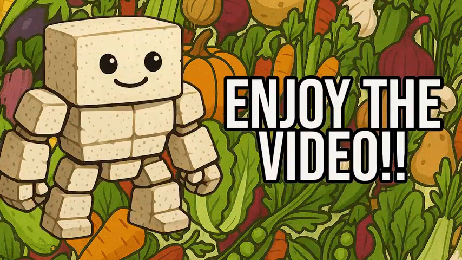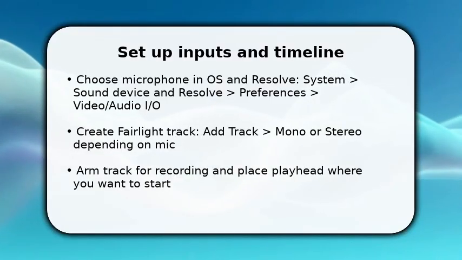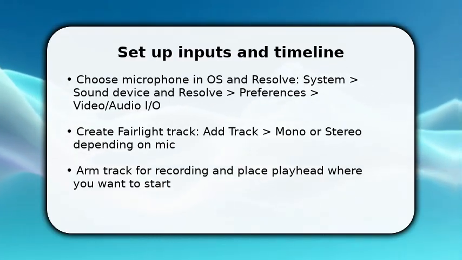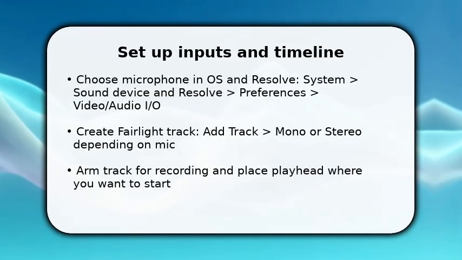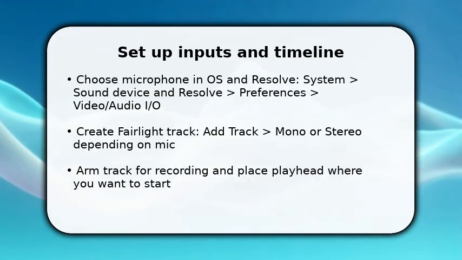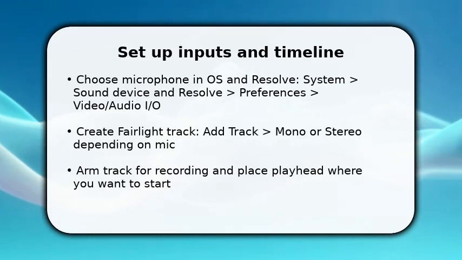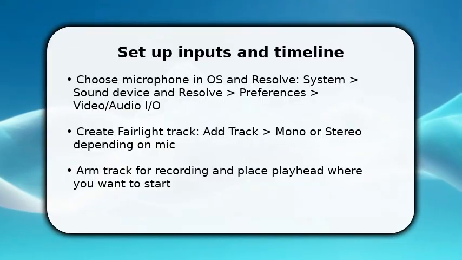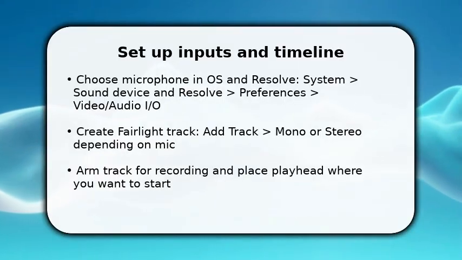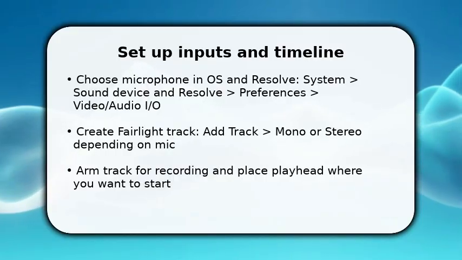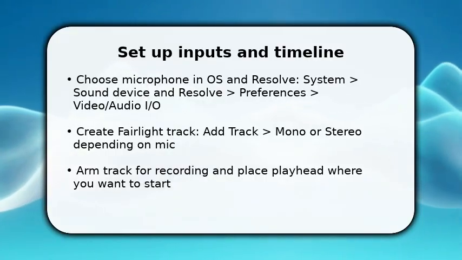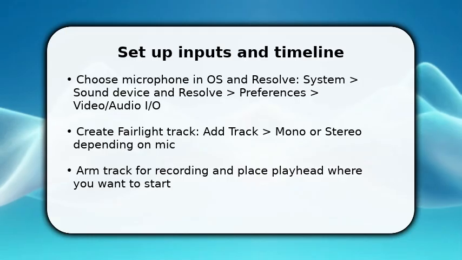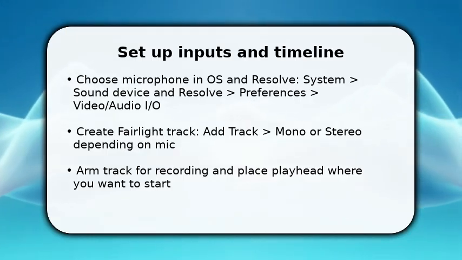Please enjoy the video. You begin by selecting your mic in both the operating system and Resolve so levels sync. Once done, open the Edit or Fairlight page and add a new audio track, mono for single mics, stereo for two-channel sources. Make sure the track is armed for recording and position the playhead at the intended start point. You'll also want to set project sample rate to match your mic to avoid drift. This gets you recording ready immediately, not stuck in menus.